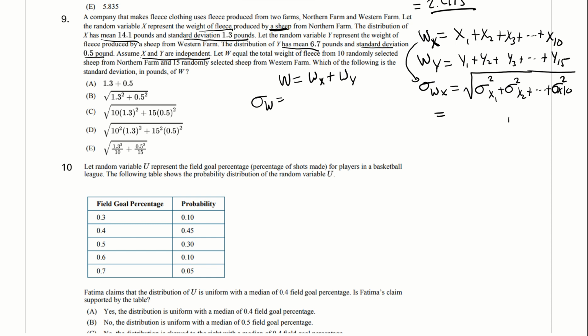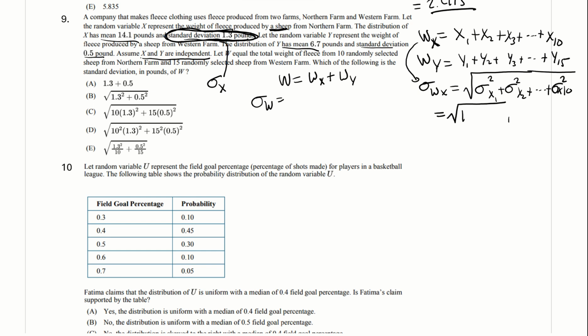But remember that x is just a sheep, right? So it's not going to make a difference if we have x1, x2, x3, because even though the sheep are independent, x is just the weight of a particular sheep. And we know that the standard deviation of each of the sheep is the same, right? So the standard deviation of each sheep is 1.3 pounds. So this right here is your sigma x, which is the same as sigma x1, sigma x2. So really, you have 10 of these.